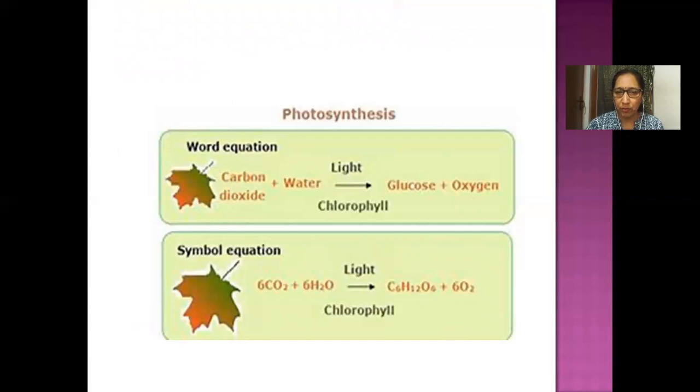Here is the equation, which represents the photosynthesis, both word equation and symbolic representation. The simple inorganic raw materials like carbon dioxide and water, in the presence of light and chlorophyll, the plants prepare glucose and oxygen is released. The symbolic representation is 6CO2 plus 6H2O, in the presence of light and chlorophyll, gives glucose, which is represented as C6H12O6, plus oxygen 6O2, which is released into the atmosphere as a byproduct.